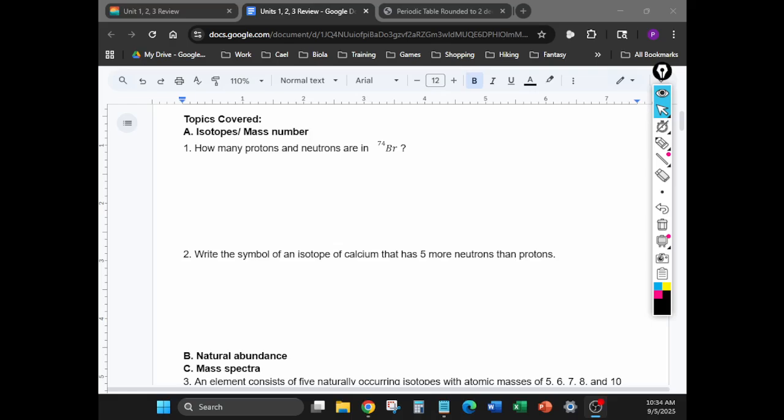Okay, so the first topic that we covered in this class was isotopes and mass numbers. We're going to start by just figuring out the protons and neutrons in this isotope right here. Okay, so we've got 74 Br. And again, if you know how to do this, just ignore me, solve the problem, and then you can check your answers afterwards.